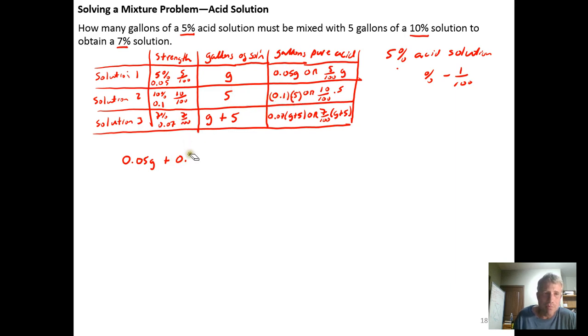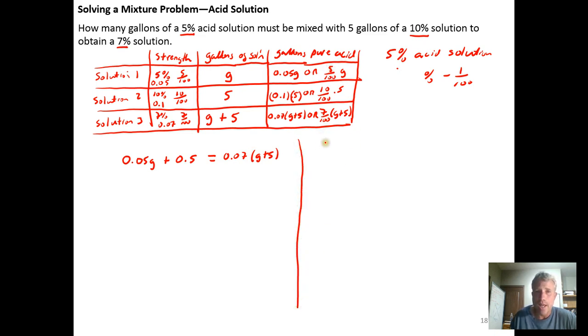0.1 times 5 is 0.5, and that's going to equal 0.07 times G plus 5. So here's an equation that says total gallons of pure acid from the 5% plus total gallons of pure acid from the 10% have to add up to the total gallons of pure acid in the mixture of those two things. And I could also have taken the fraction approach.